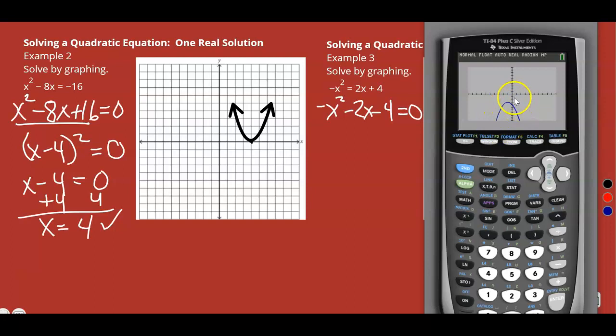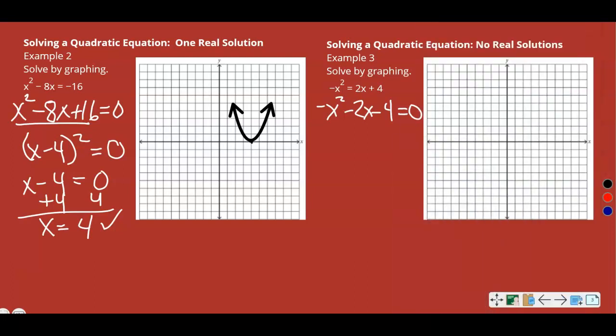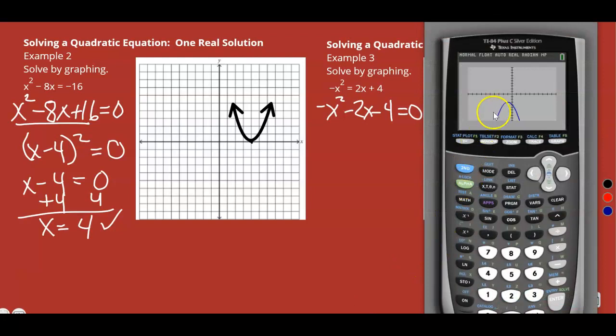So it does look like 1, 2, 3, 4. It does look like at negative 4, it has an x-intercept. So we could graph a point at negative 4 here. All right, we also can find the maximum value by doing second trace.